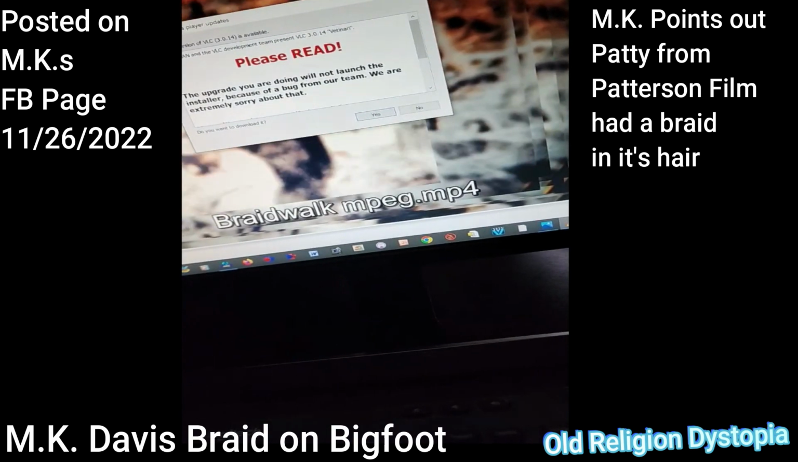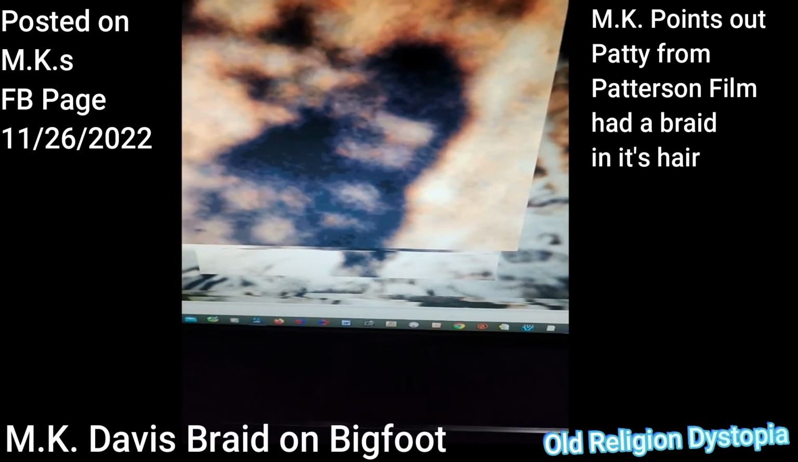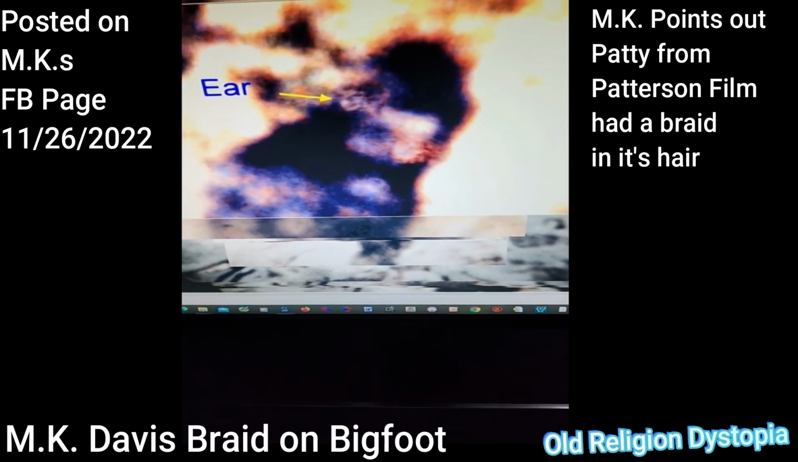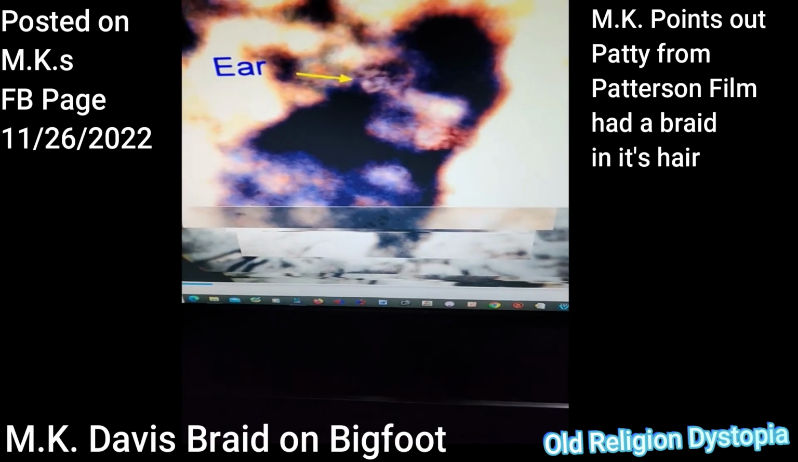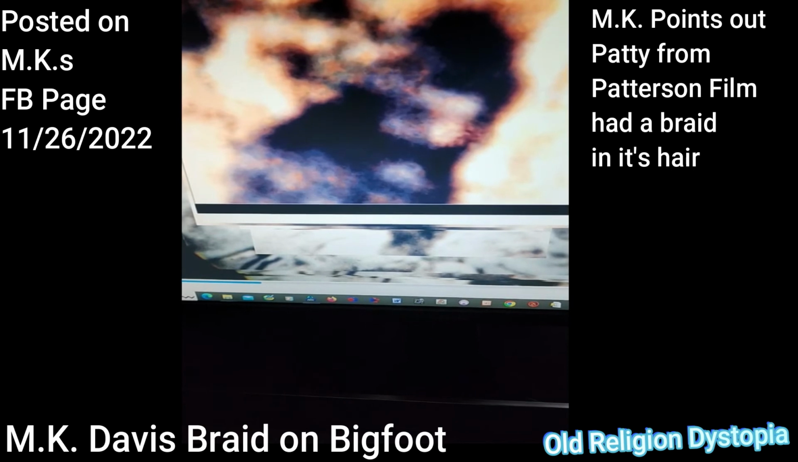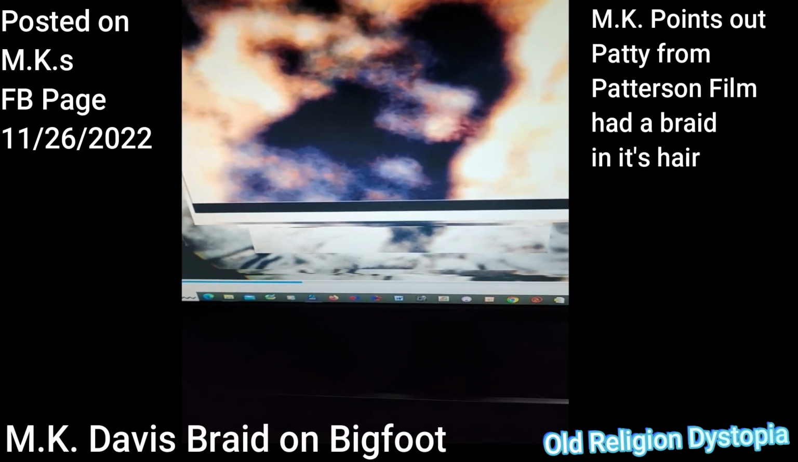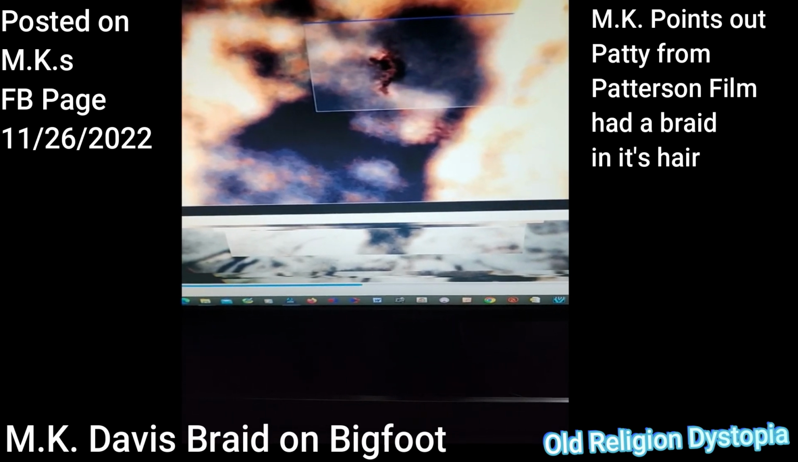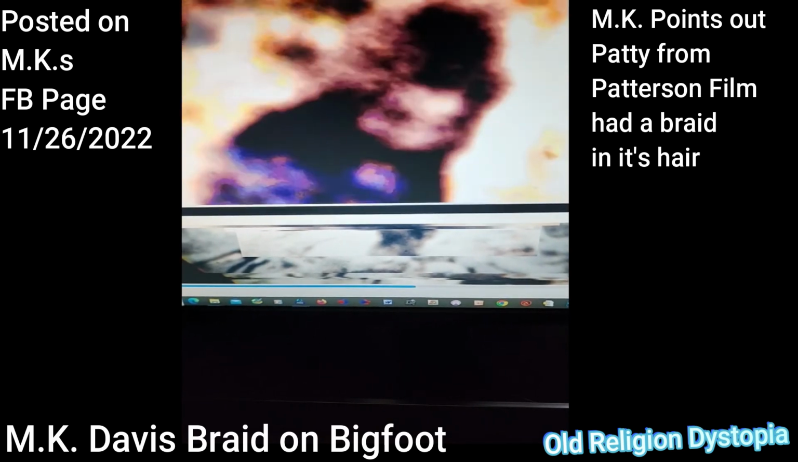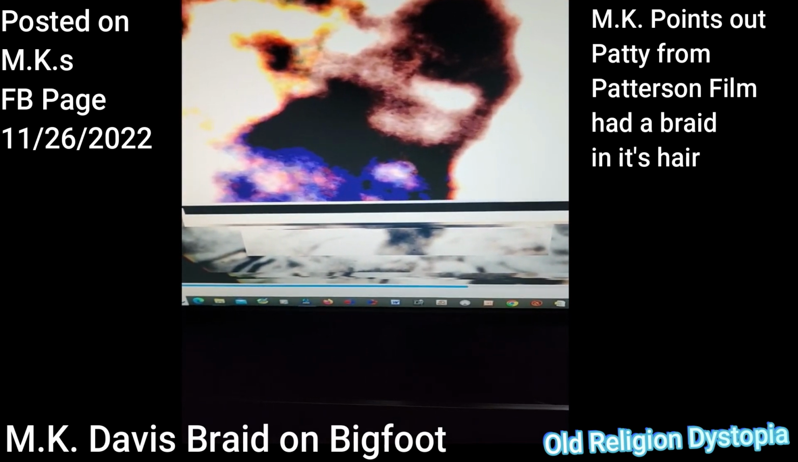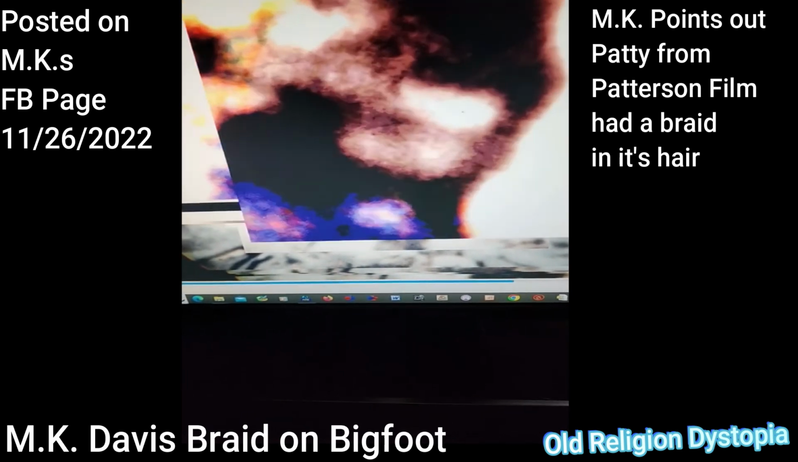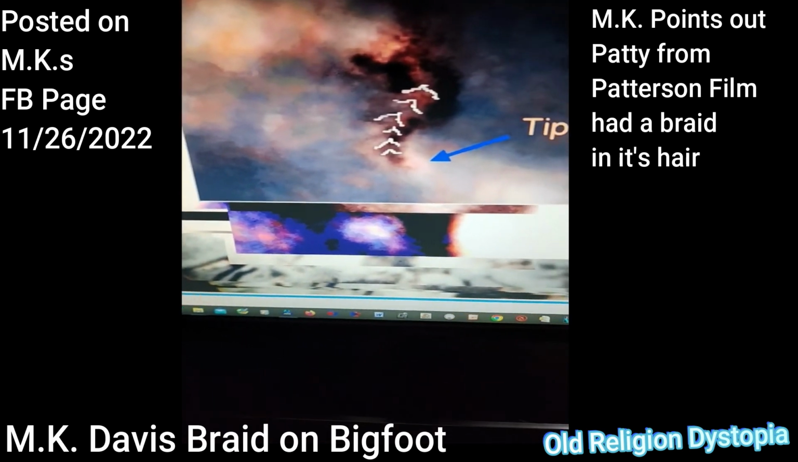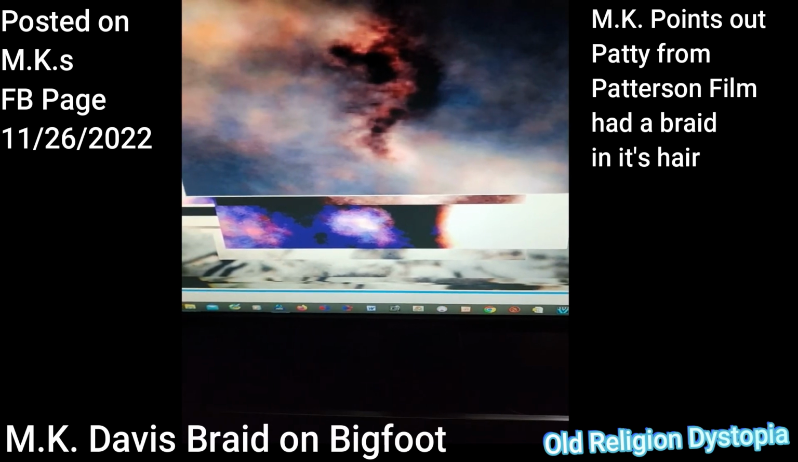K. Davis, the Patterson Film clip. This would be concerning what appears to be a braid or a dreadlock. That would be over the right ear and across down to the cheek. Braid, look, I added braid dreadlock in there, but it's not a dreadlock because it's got a herringbone pattern. It's not something that the wind blew and made into a dreadlock. It was something that was weaved.